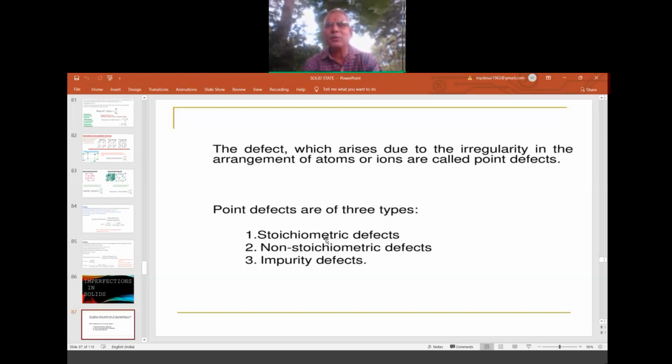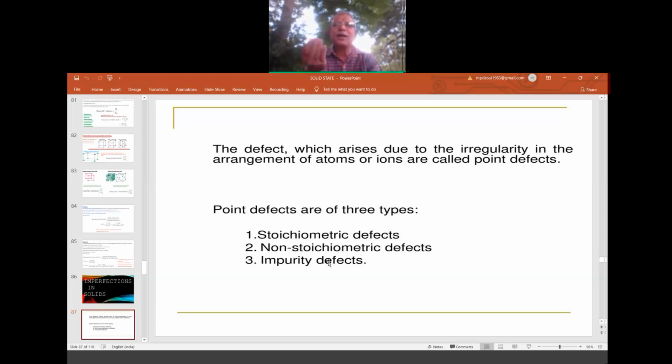Sodium chloride, it is 1:1 or 6:6. Sometimes what happens here, 6:7 or 6:5.9. So that means a slight disturbance of the stoichiometry is there. So that is called what? Non-stoichiometry defects.